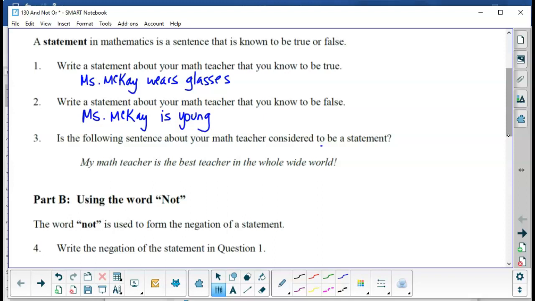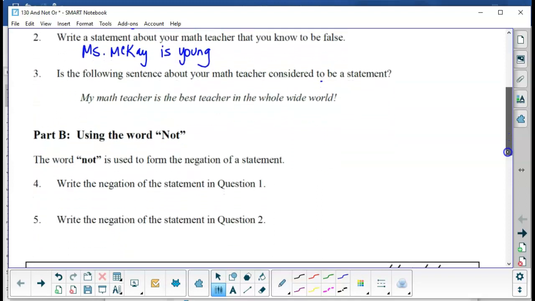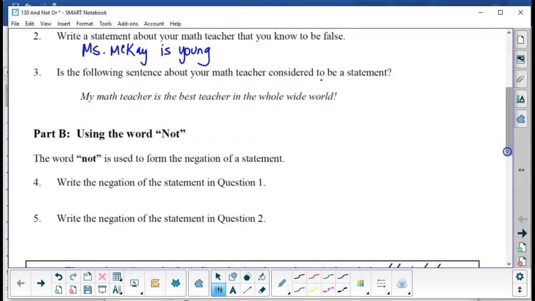So part B, use the word not. The word not is used to form the negation of a statement. So write the negation of the statement in question 1. So that would be Ms. McKay does not wear glasses. Now, truthfully, the odd time I wear contacts, but I guess I should say corrective lenses. If I don't wear any of them, I can't really see well.